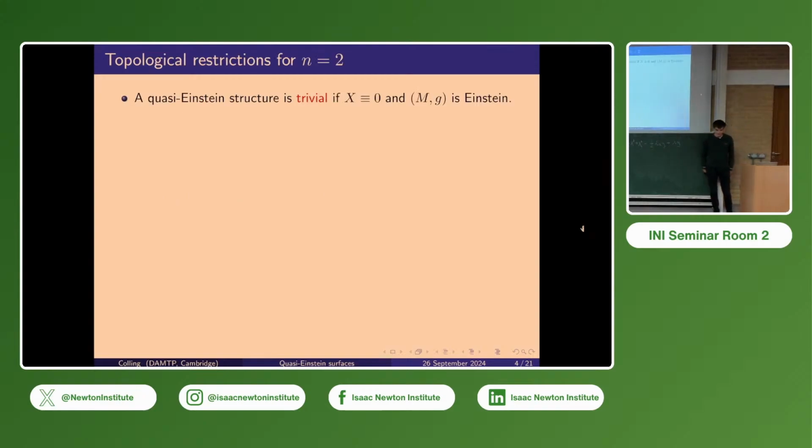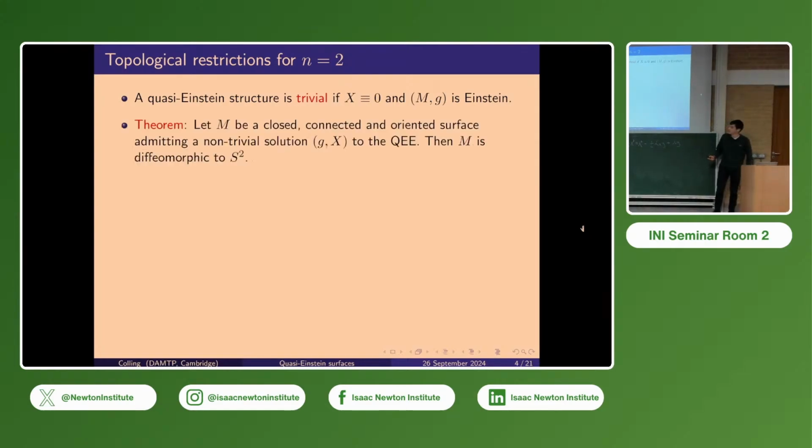So I'll begin with some general remarks. First of all, we could, of course, take the vector field to be identically 0, and then the quasi-Einstein equation reduces to the Einstein equation. I'm going to refer to solutions obtained in this way as trivial. And then in 2 dimensions, we have the following result.